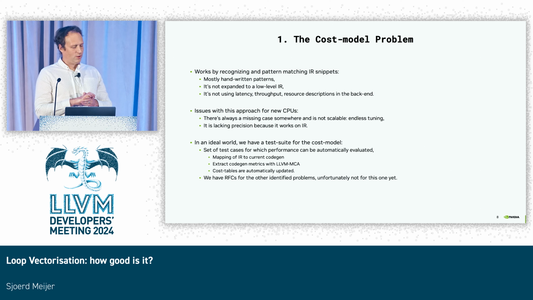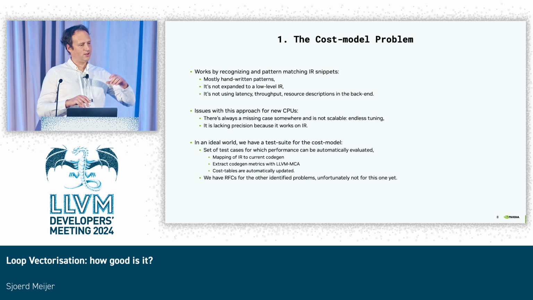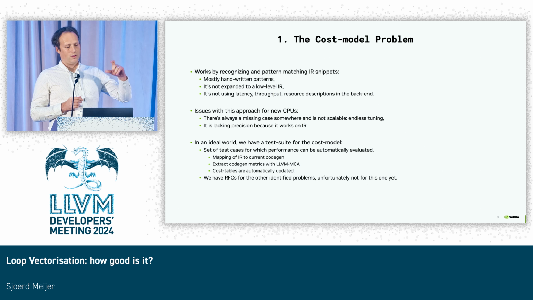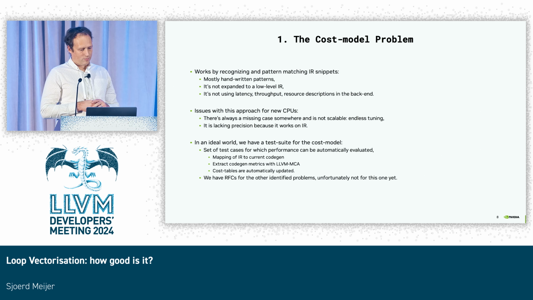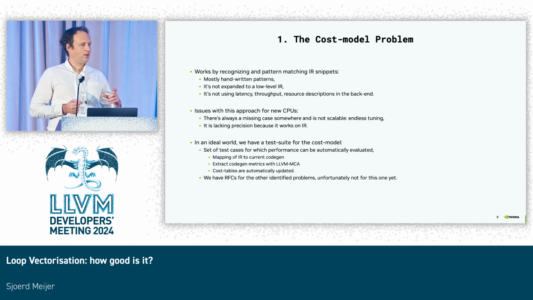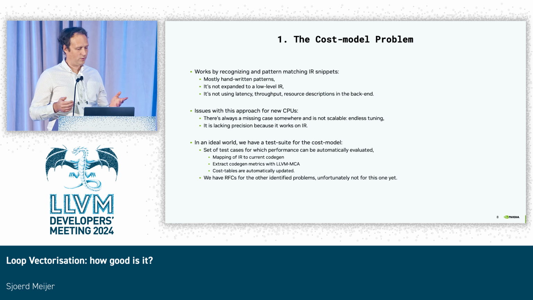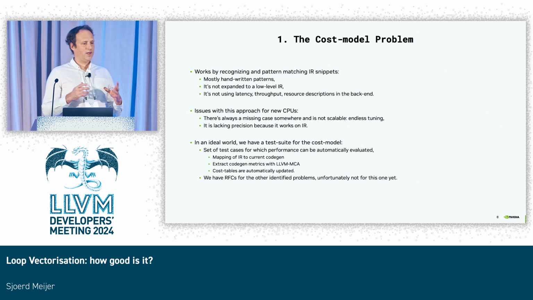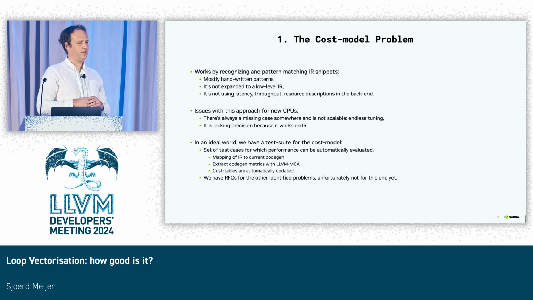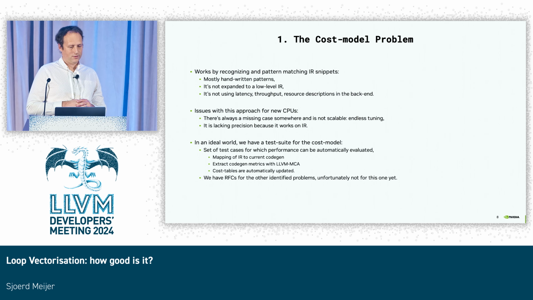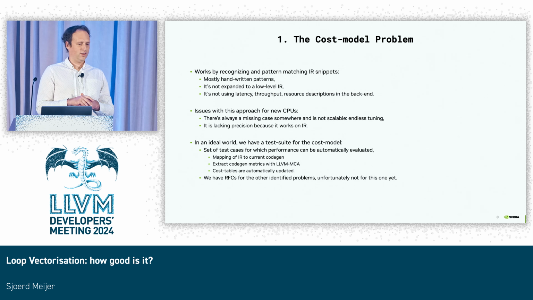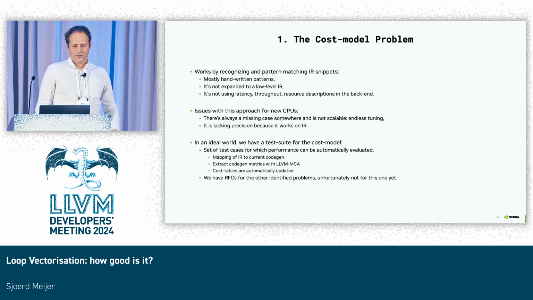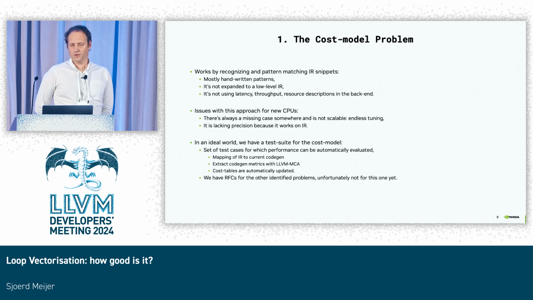But in an ideal world, what we have instead is a set of test cases where we map IR snippets to codegen. And for this codegen, we can extract metrics, for example, with MCA. And then we can populate a cost table, a database. The benefit of that is that you can then update it if the codegen changes, or for a new CPU, you just generate that. That's the idea that we would maybe in the future like to explore.